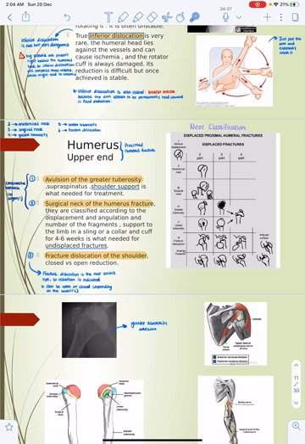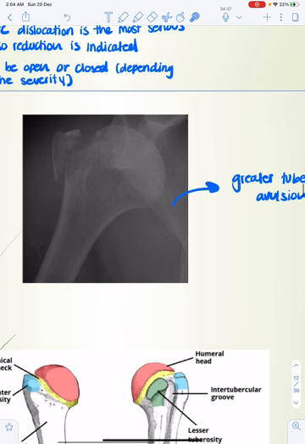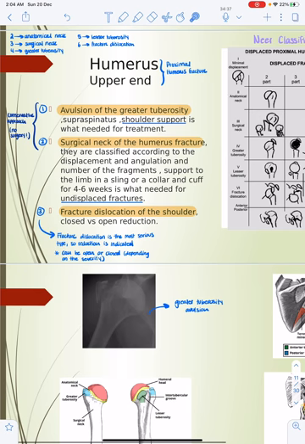Okay, so we'll talk about each one individually, although there aren't many details. Avulsion of the greater tuberosity basically means that in greater tuberosity fractures, it moves a bit out of its place. This is a picture for clarification: this is the lesser tuberosity, this is the greater tuberosity. See how it moved out of its place? So this is an avulsion or a fracture with partial dislocation.